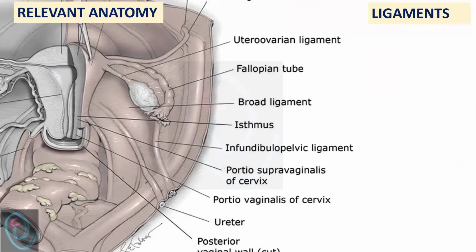Regarding relevant anatomy, starting with ligaments of the ovary. The ovary is supported by the infundibulopelvic ligament, known as suspensory ligament of the ovary. The infundibulopelvic ligament is a fold of the broad ligament that attaches to the pelvic side wall. The ovarian vessels pass through the infundibulopelvic ligament. Another ligament is the ovarian ligament, also known as uteroovarian ligament, which connects the ovary with the uterus.